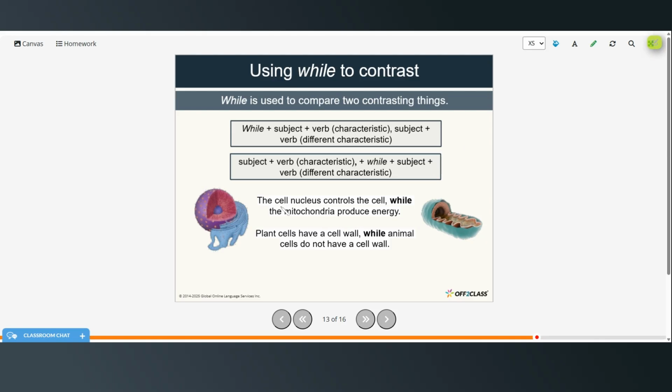So cell nucleus is the subject. Control is the verb. And then here the mitochondria is the second subject, and produce is the second verb. Plants have a cell wall, while animal cells do not have a cell wall. So here the subject is plant cells and the verb is have, and here the subject is animal cells and the verb is do not have.